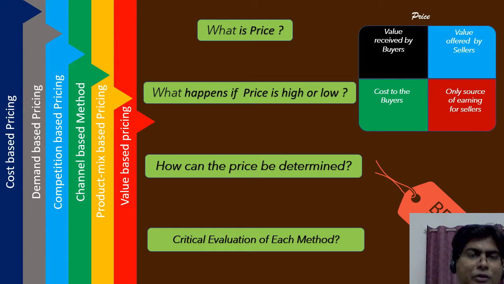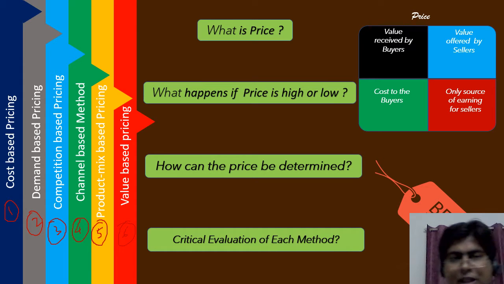I want you to focus on the left of the screen. First is cost based pricing. Other can be demand based pricing. Third is competition based pricing. Four is channel based pricing. Number five is product mix based pricing, and finally six, which is very important, is value based pricing. So let me take you through this one by one.